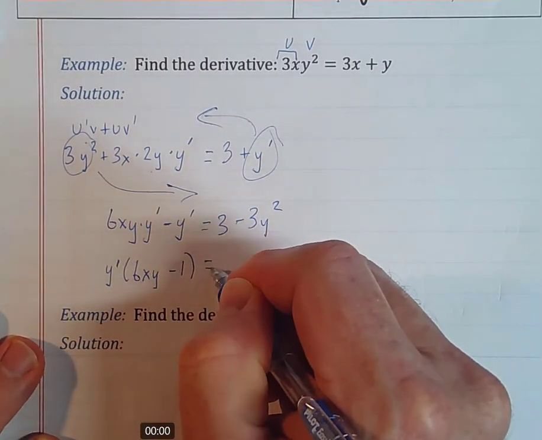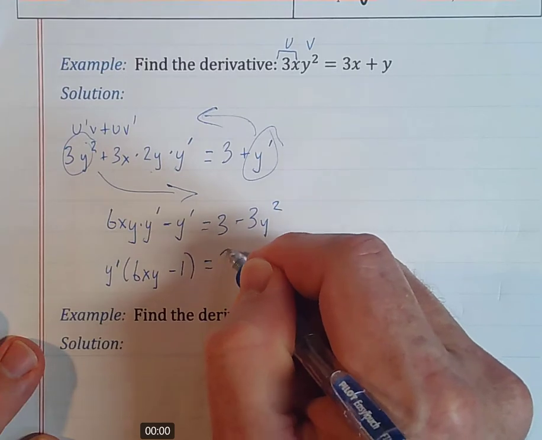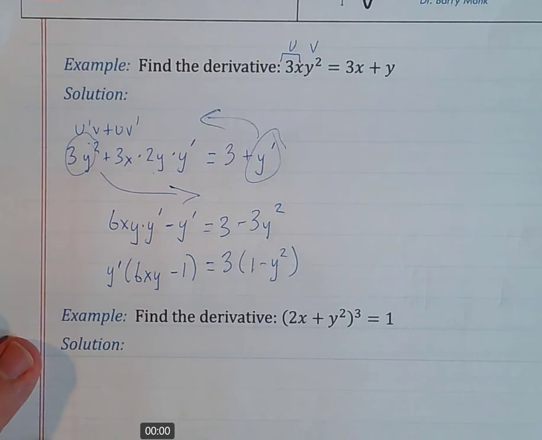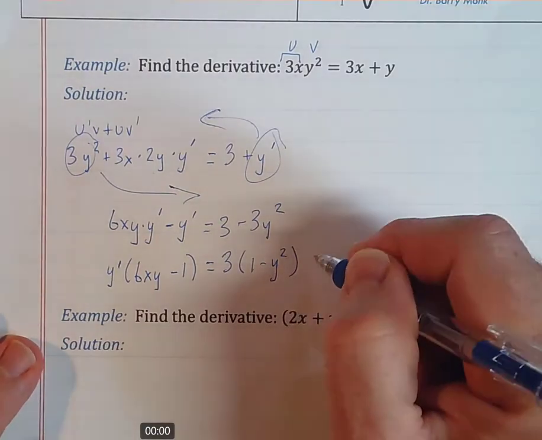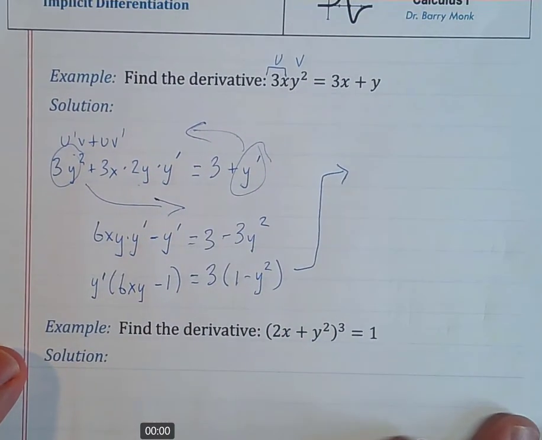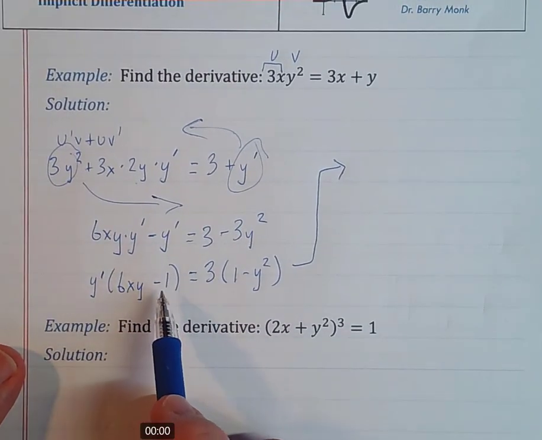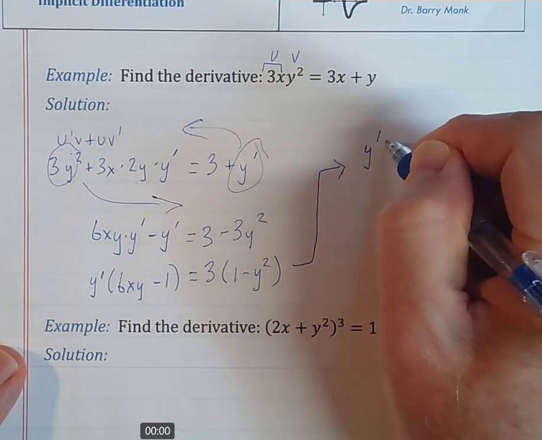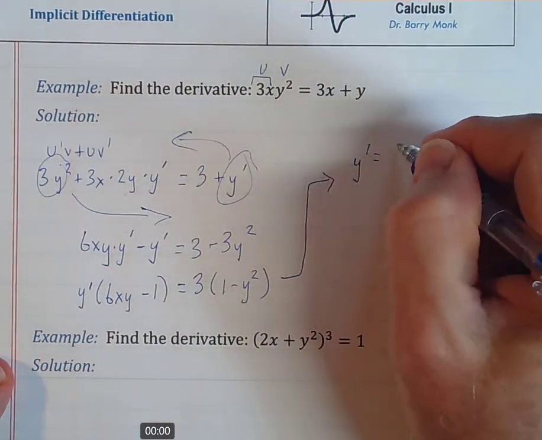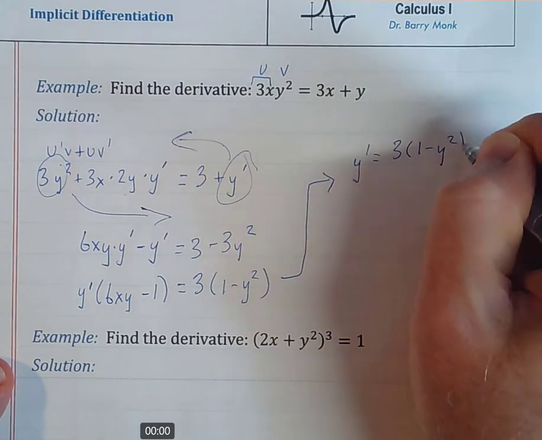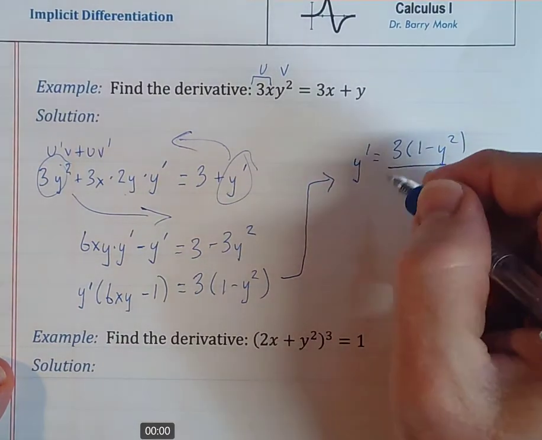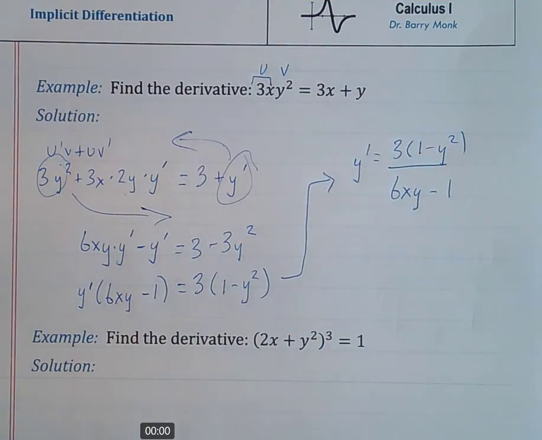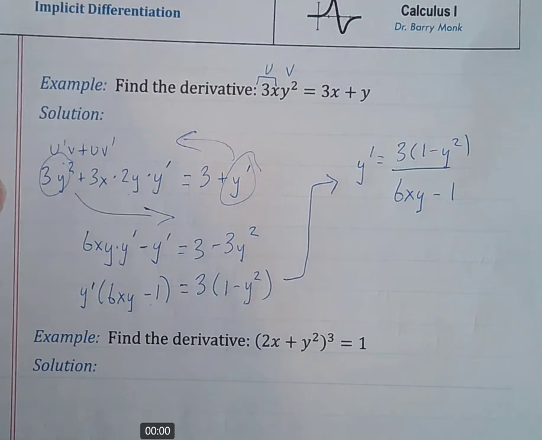And on the right-hand side, let me factor out a 3 here. I've got 1 minus y squared. And so let's see what happens here. If I divide both sides by 6xy minus 1, I'm left with just y prime on the left-hand side. So that would give me 3 times 1 minus y squared over 6xy minus 1. And so I found my derivative.